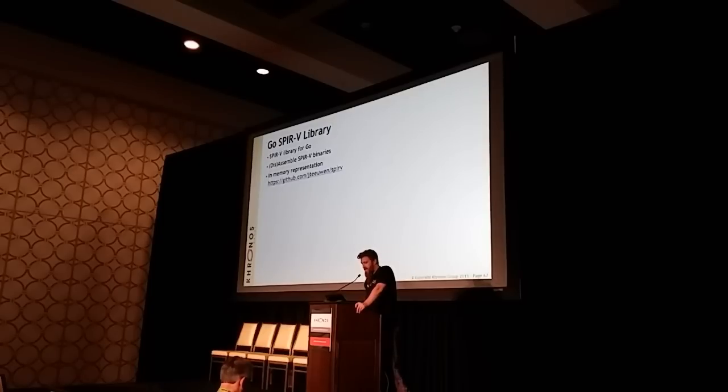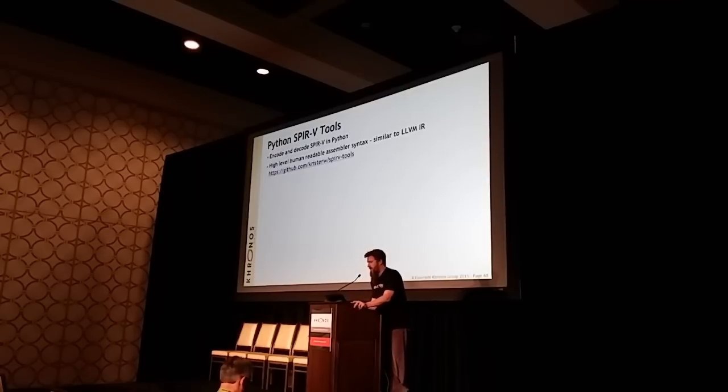This also provides a library with in-memory representation, which I believe is intended to do code motion on the SPIR-V. There's another Python project, the SPIR-V tools, to encode and decode SPIR-V. This also defines a high-level human-readable assembler syntax, which is similar to LLVM. It's an interesting project there.